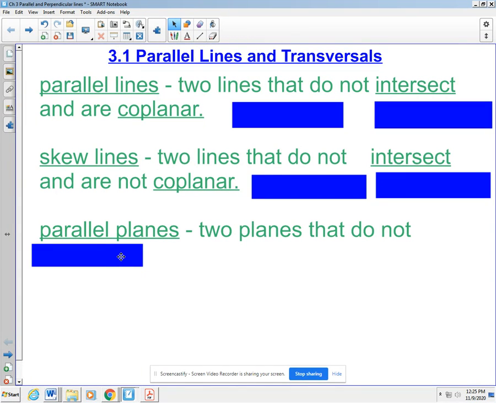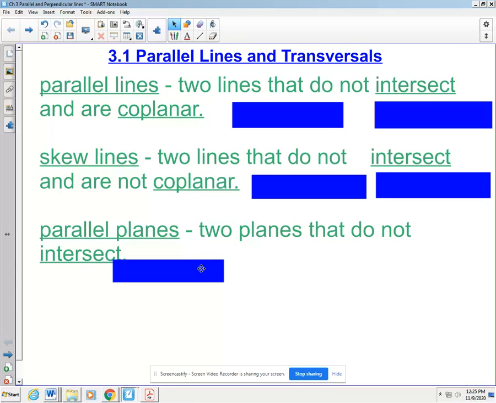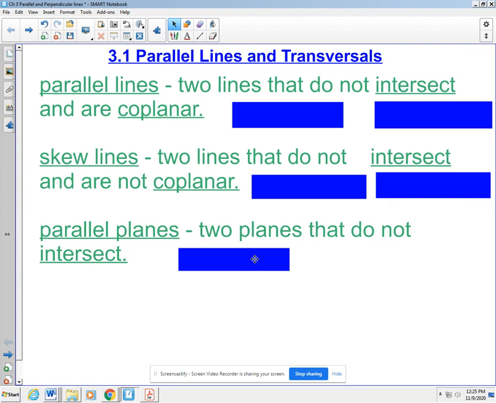And last definition, parallel planes. The best example I can give you is your floor and your ceiling. If you imagine your ceiling and your floor, if you extend them forever, technically they would never intersect. Okay?